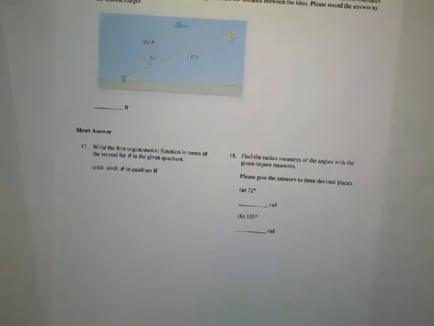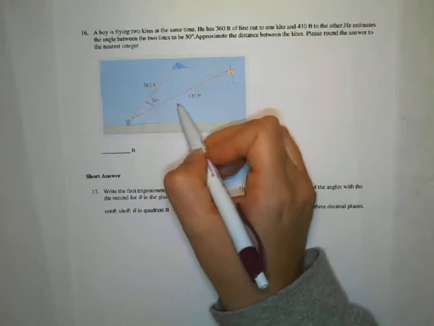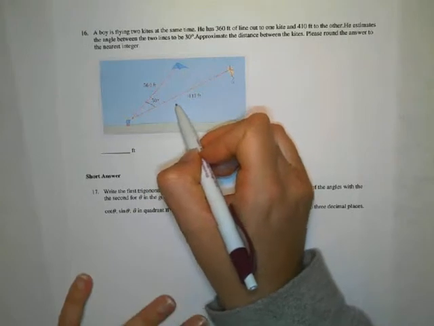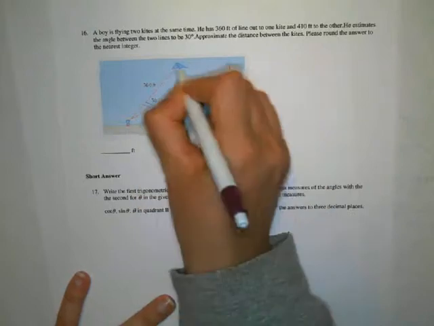Coming down the last stretch. Number 16. A boy is flying 2 kites at the same time. Wow, this boy's pretty crazy. He has 360 feet of line out to one kite and 410. He estimates the angle between the two lines to be 30 degrees. Approximate the distance between the two kites.